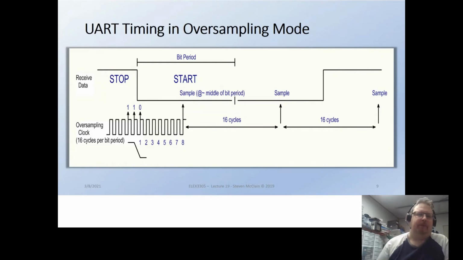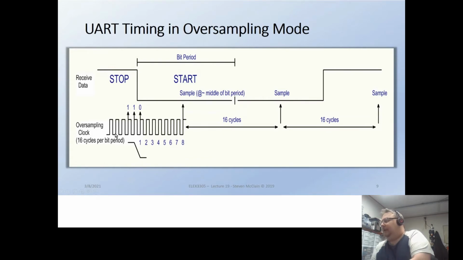But this is what they actually do: they have what's called an oversampling clock. And what an oversampling clock does is it runs at like 16 times the baud rate. So every bit you're going to get 16 bits worth of clock samples. So if you look at the 1 bit period up here, that's the same as 16 cycles of the clock. So this is running 16 times the baud rate.